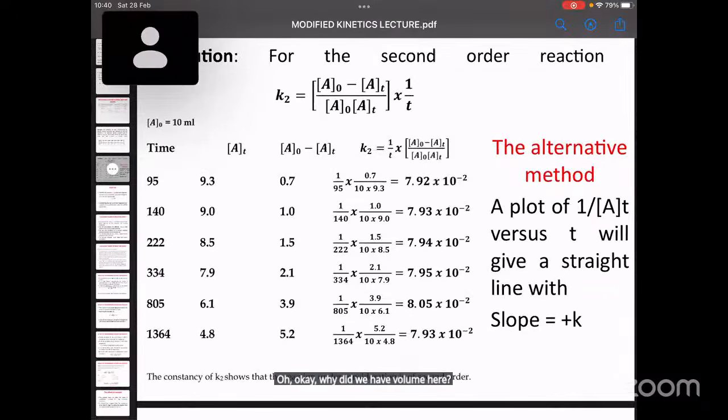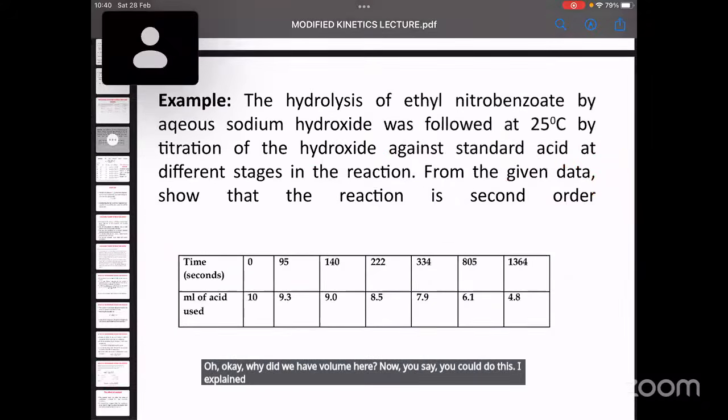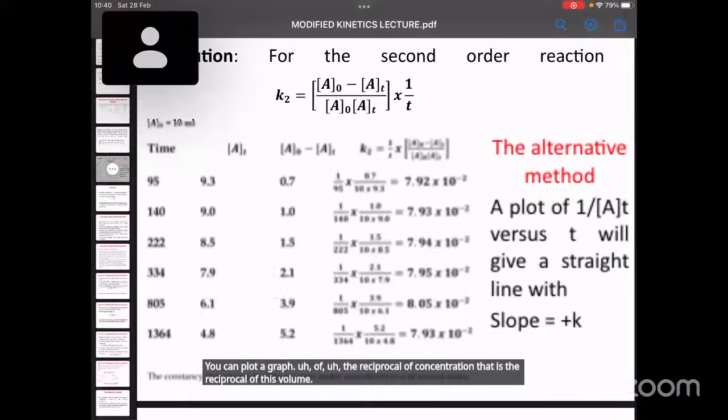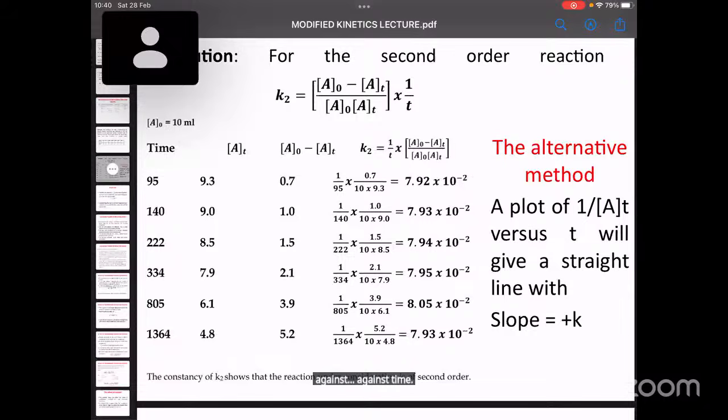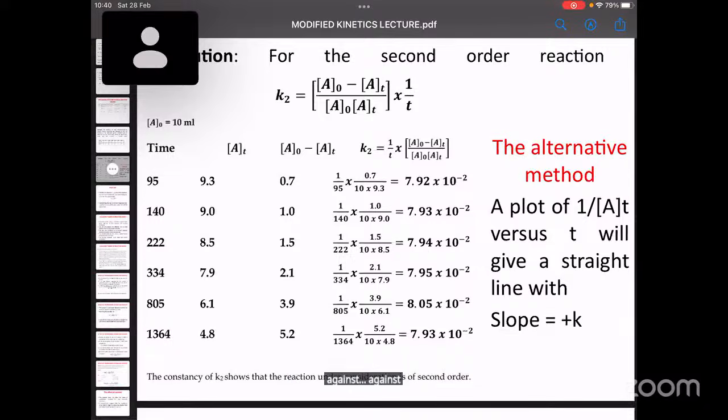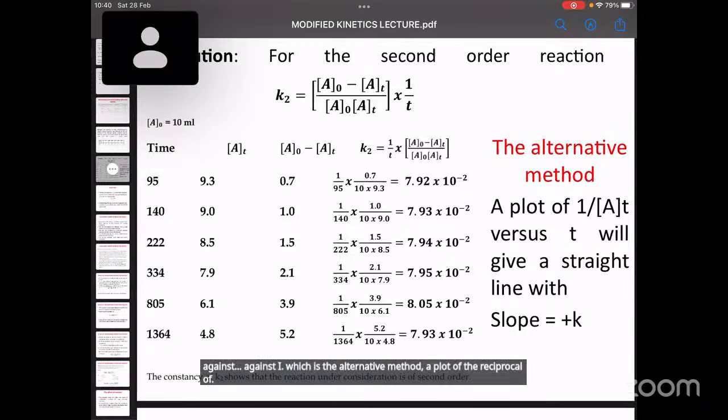Now, you see, you could do this. I explained this using the graphical method, so you can plot a graph. You can plot the reciprocal of that volume against time, which is the alternative method. A plot of the reciprocal of A_t versus time will give you a straight line.